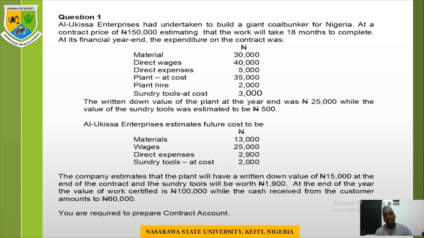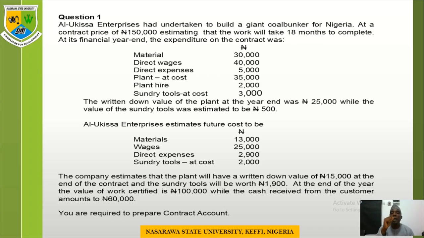The left hand side represents our debit entry, where we record our debit items. Then the right hand side, the credit side, is where we record our revenue or income. So you have a ledger now open for Alcasa. One side is the debit side and the other side the credit side. The debit side of the contract account ledger of Alcasa will record all the expenses, while the credit side of the Alcasa Enterprise contract account will record the revenue or incomes.